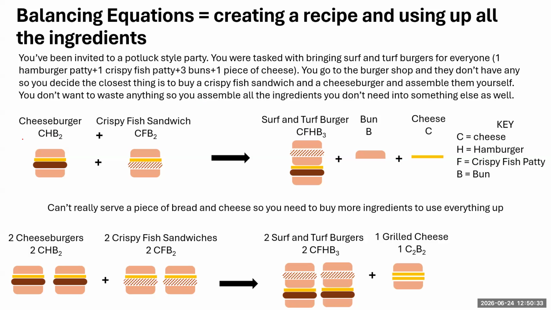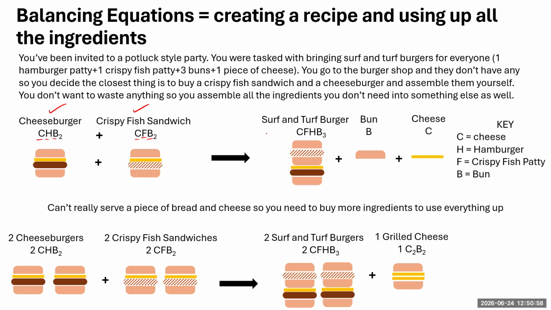All right, so we start with a cheeseburger and a crispy fish sandwich. This is the chemical formula for it, right? Cheese, hamburger patty, 2 buns. Cheese, crispy fish patty, 2 buns, right? All right, those are our reactants or our ingredients. We now rearrange them. We're in our car trying to assemble this before the party, right?